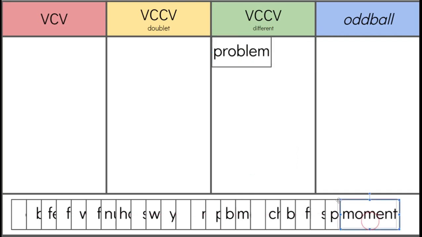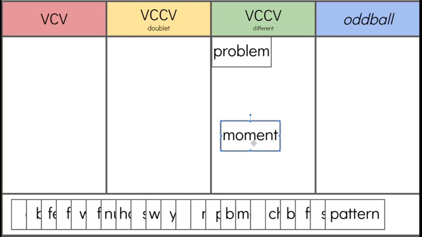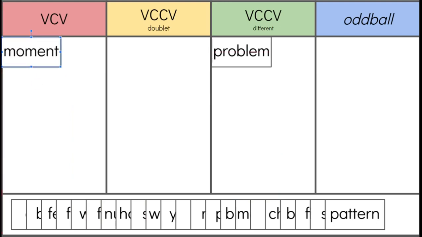Our next one here is the word moment. If we break that into our syllables, we would read mo, ment. We have a vowel consonant vowel here in the middle of the word, O-M-E. And that's why the O makes the long sound, because we only have a single consonant there in the middle. Mo, ment. So we can put this one over with our vowel consonant vowel words.